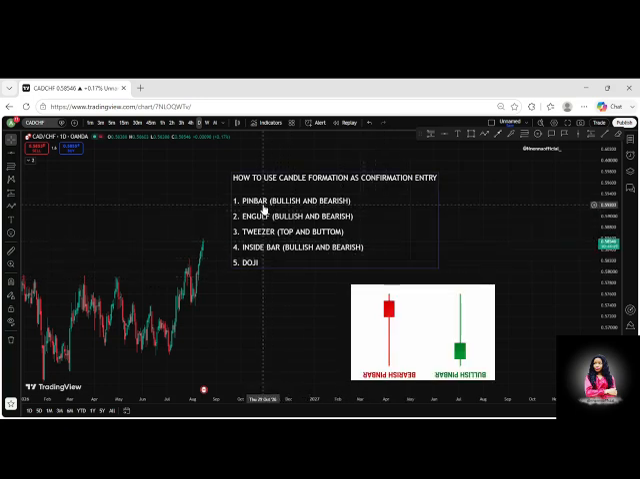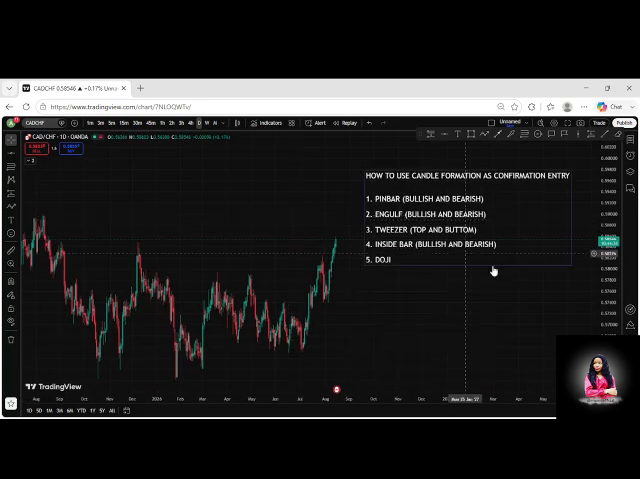So the first one is the bullish and bearish Pinbar. Now I will just be using one, either bullish or bearish, as an example, while you use the opposite as your assignment if you are a serious trader. So let's go to the chart.